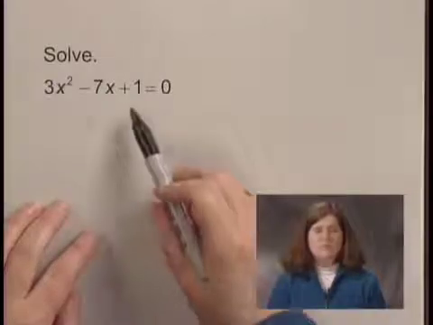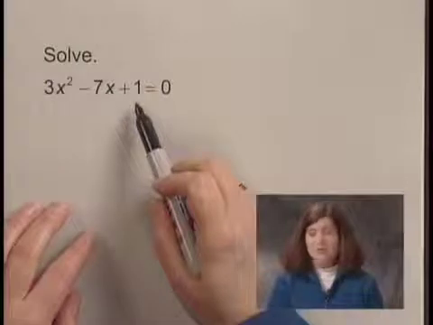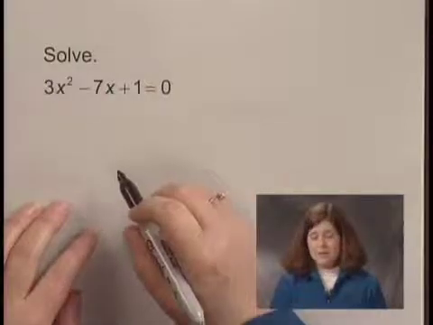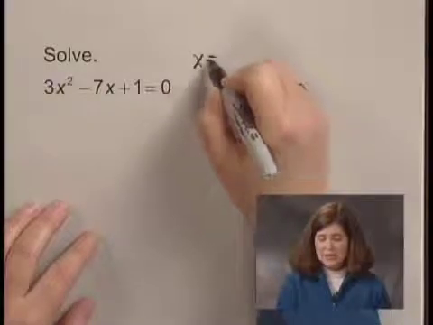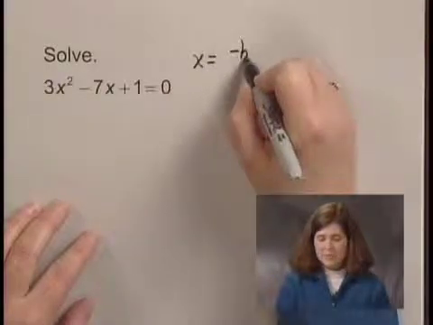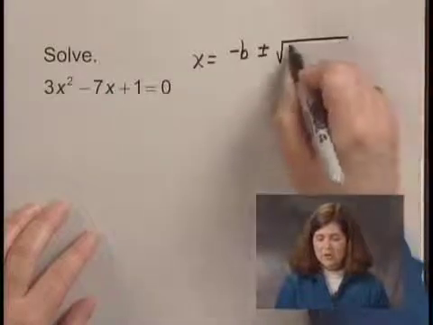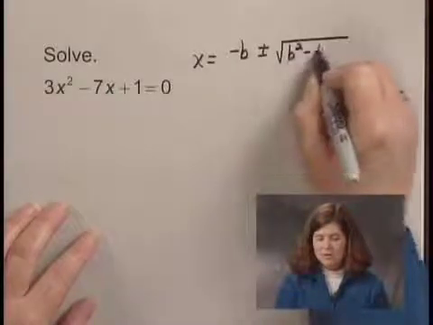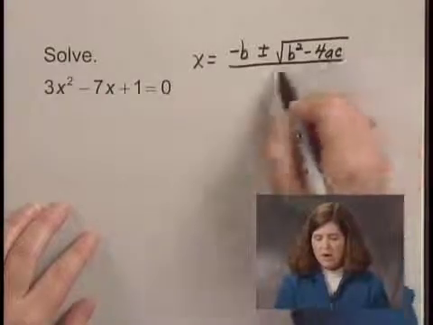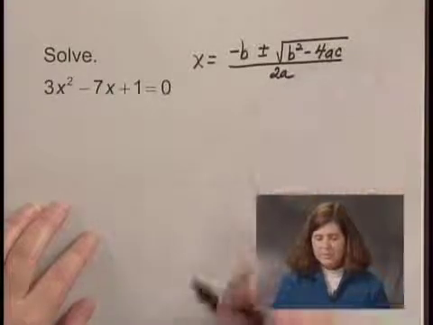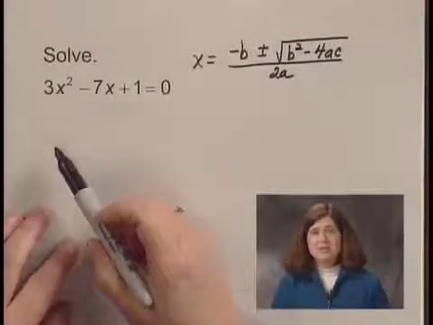We would try to factor this, and we're not able to factor it, so we need to use the quadratic formula. The quadratic formula is x equals the opposite of b plus or minus the square root of b squared minus 4 times a times c all over 2a. You need to memorize this.